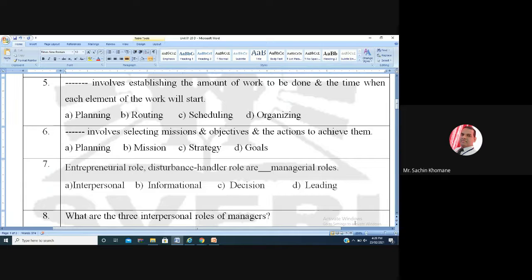Interpersonal, everybody knows. Interpersonal role means communicating with people, right? Informational is just information. Decision, right? If some disturbance happens, you may take a decision or you may lead. Out of these options, interpersonal, informational, and leading have no relation with a disturbance happening. If some disturbance happens, you should be capable of decision. So the decision managerial role is very important. So the answer is C.